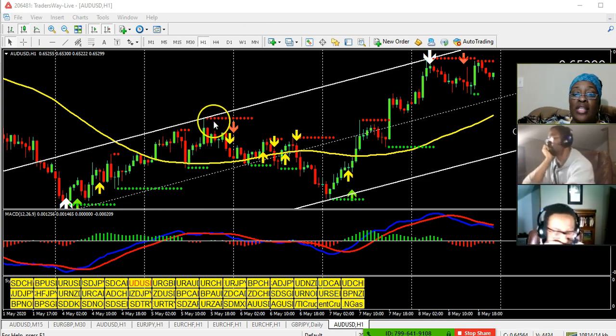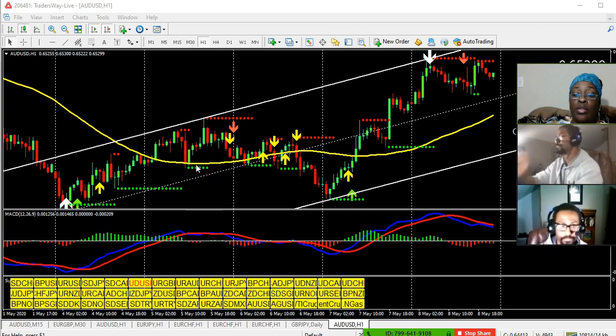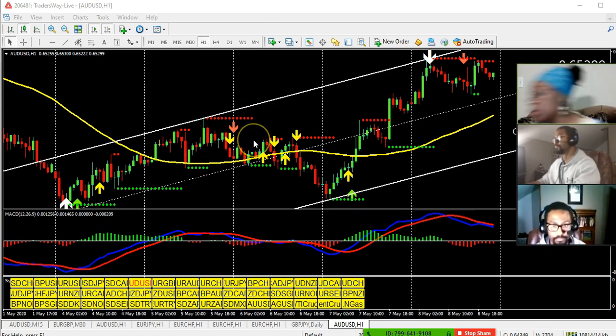So support is synonymous with a bearish candle, and resistance is synonymous with a bullish candle, solely based on the direction of movement. But that does not mean that you're not going to see bullish and bearish candles in between those runs. You will see that.